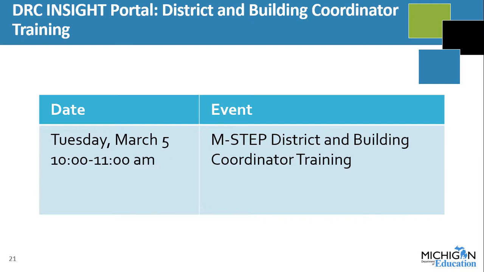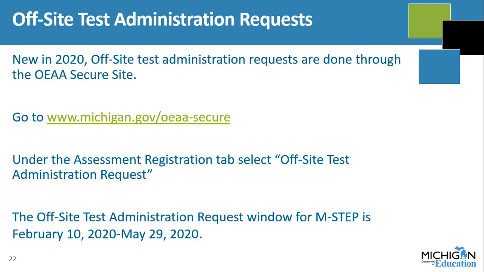Off-site testing is for schools who, for various reasons, cannot test on-site at their school buildings. Off-site testing also occurs for individual students when a school is providing educational services to a homebound student, students are suspended during the testing window, or students who are expelled with services.